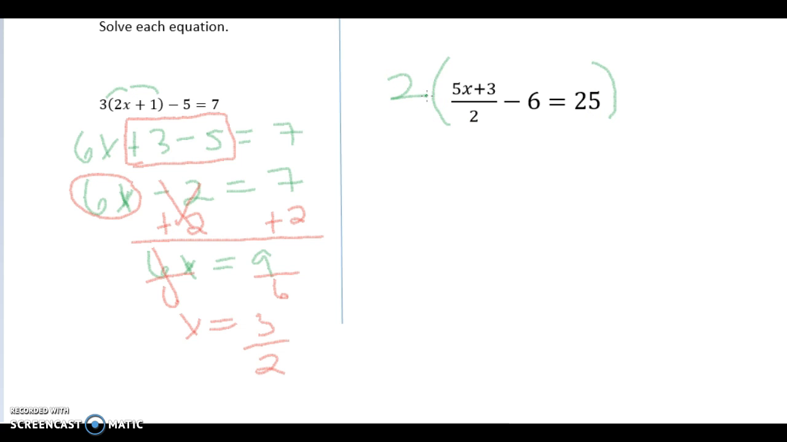Once we do that, the 2's cancel, and then we also are going to multiply it by every remaining term. So we end up with 5x plus 3 minus 12 equals 50. I'm going to go ahead and erase a little bit of this because I've connected the equal sign with a number.